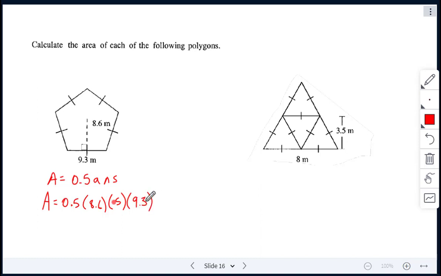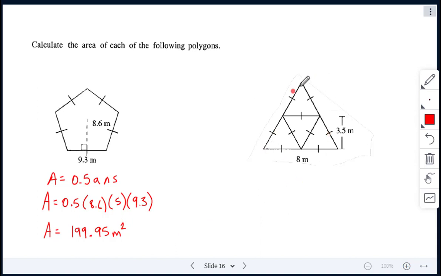All right, and it's all just being multiplied. So once you put that into the calculator, we get an answer of 199.95 meters squared. Okay, always remember the units for area will always be squared. All right, let's try this one next.